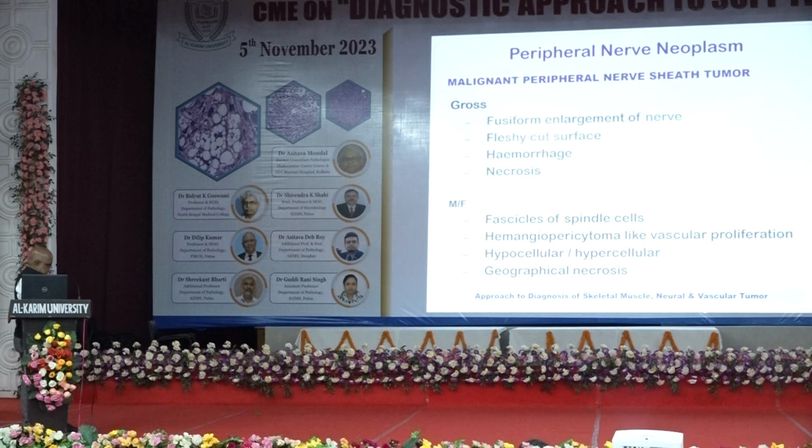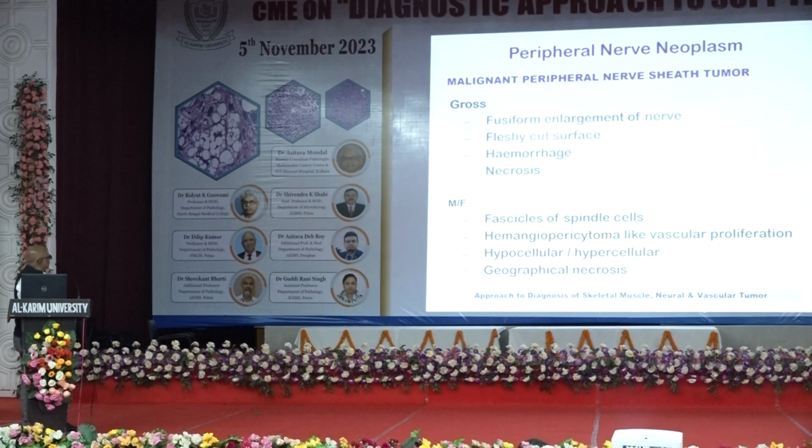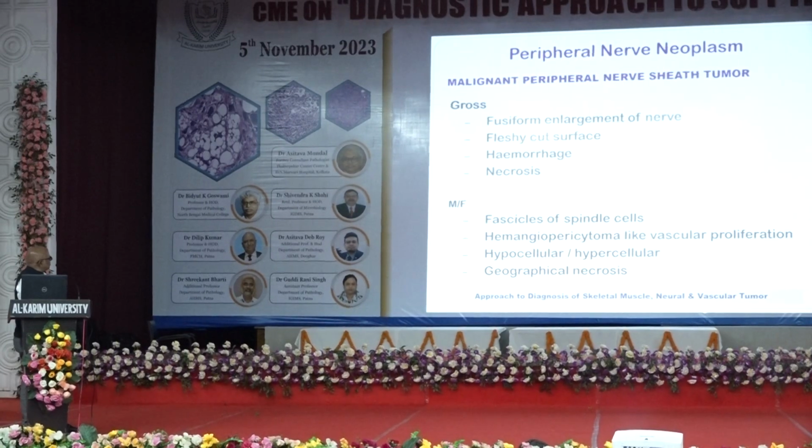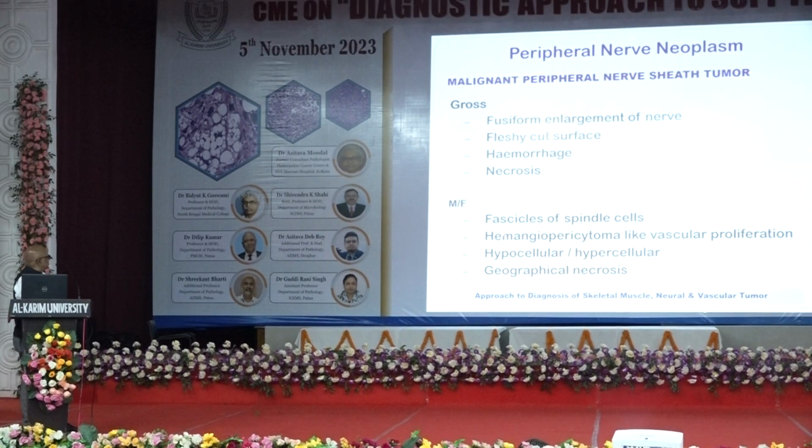Grossly, this is a fusiform enlargement of the nerve. Fleshy cut surface, you will get some areas of hemorrhage and necrosis. Of course, it is malignant. There will be hemorrhage and necrosis. Fascicles of spindle cells, hemangiopericytoma-like vascular proliferation, and there are two areas, hypocellular and hypercellular. And there will be geographical necrosis. This is very important, geographical necrosis. We will find islands of tumor cells around the necrosed area.